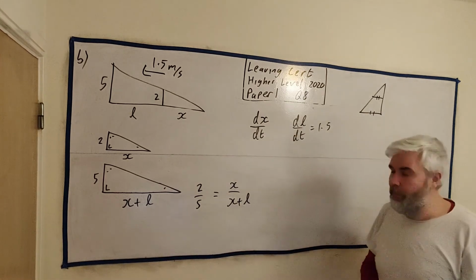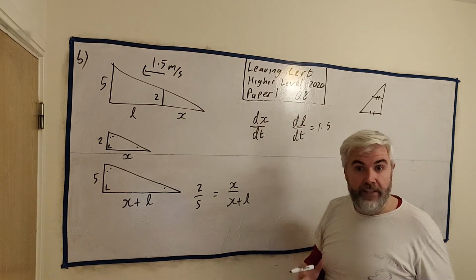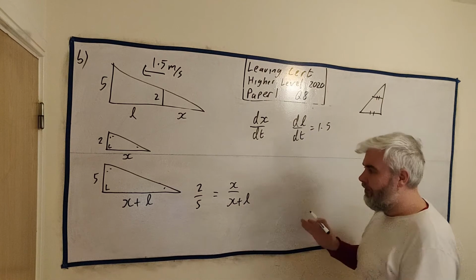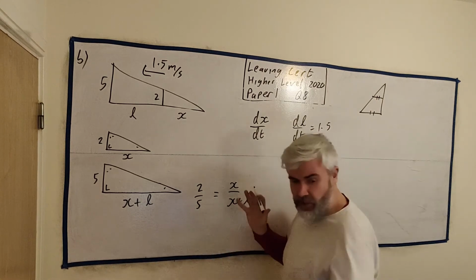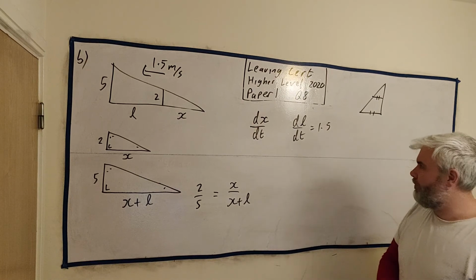So there are the two things that jump out at me. The fact that I'm dealing with derivatives, because speed is a derivative of distance, and the fact that I have similar triangles. And that's enough to answer this question. We can put this together a couple of different ways.